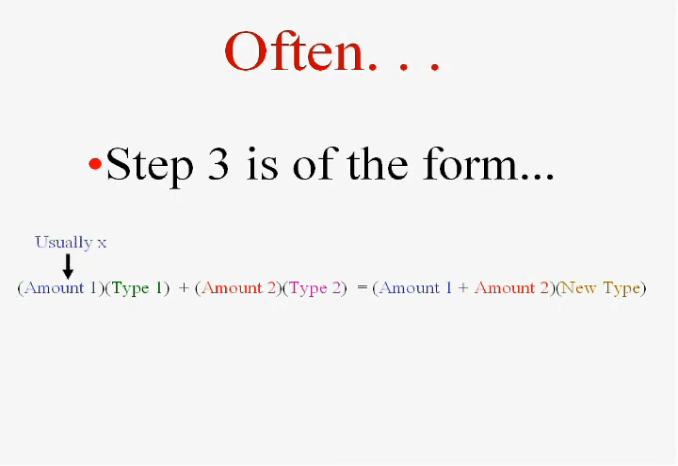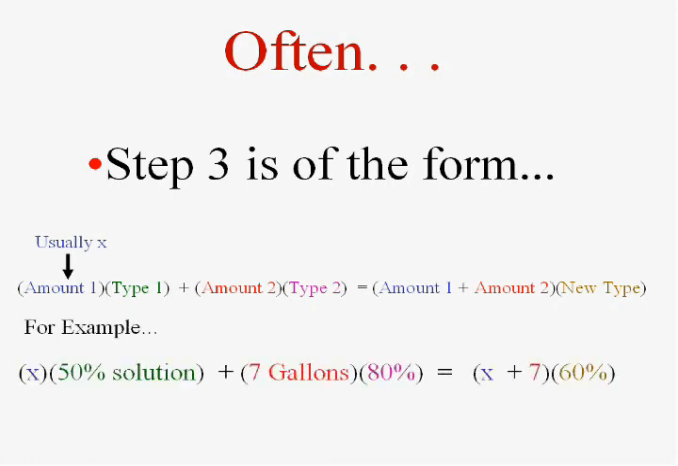Usually the amount you're pouring in, you don't know, so it's going to be X. So we'll have something like this: how much of a 50% solution do I need to add to 7 gallons of an 80% solution to get a 60% solution? Now I have to throw in the X plus 7, because I'm pouring X amount into 7 gallons, and what I get is X plus 7.